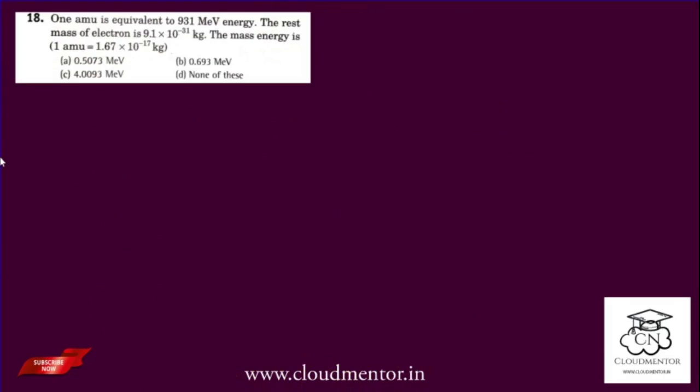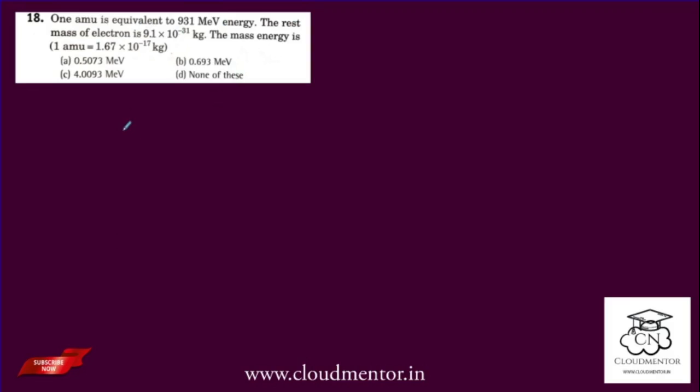Now next question. 1 AMU is equivalent to 931 mega electron volt energy. The rest mass of electron is 9.1 times 10 raised to minus 31 kilogram. Given that 1 AMU equals 1.67 times 10 raised to minus 17 kilogram, we have to find the mass energy equivalence.